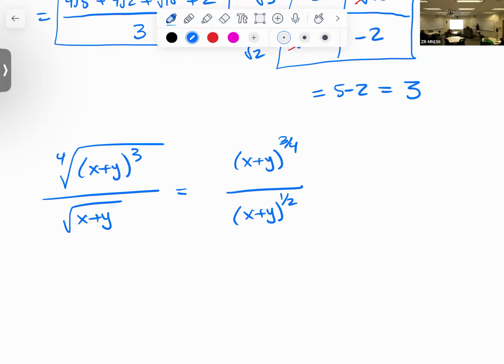Now I have the same base over the same base. When you have the same bases, what do you do with the exponents when they're being divided? Subtract them. So that'd be 3/4 minus 1/2, or 2/4. That is correct.